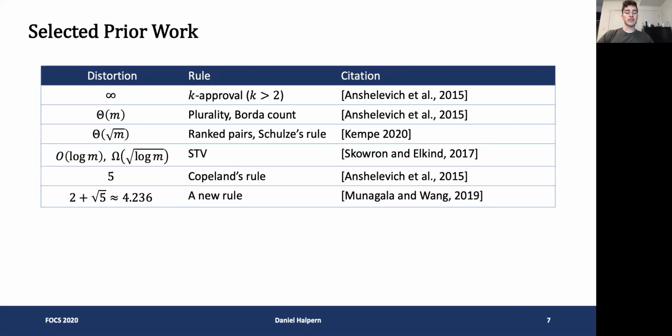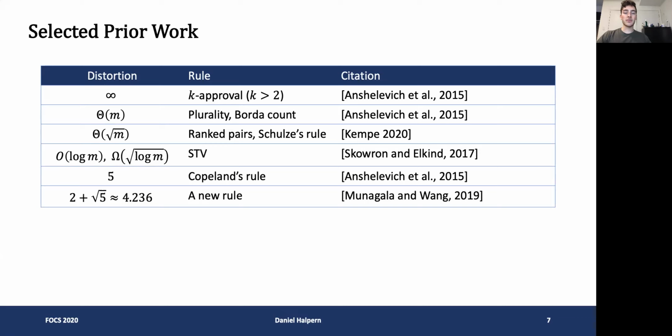So I'll go over some selected prior work, and this is just an analysis of many different well-known voting rules and their associated distortion. So in 2015, when Anshelevich et al. first introduced this framework, they showed that rules like k-approval actually have unbounded distortion. So this approximation ratio is not bounded by any number, but more common rules like plurality and Borda count have distortion that's actually linear in the number of candidates.